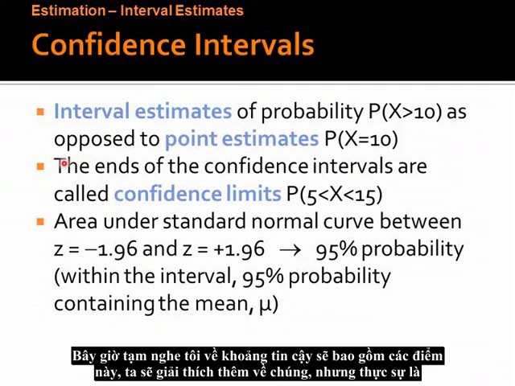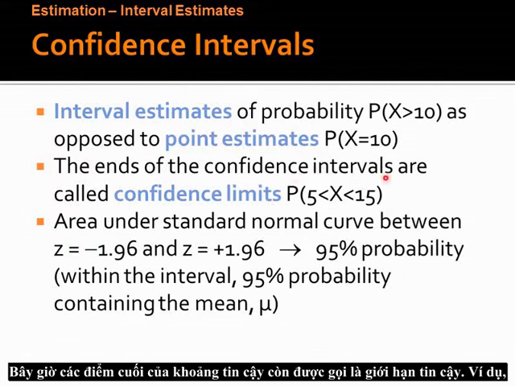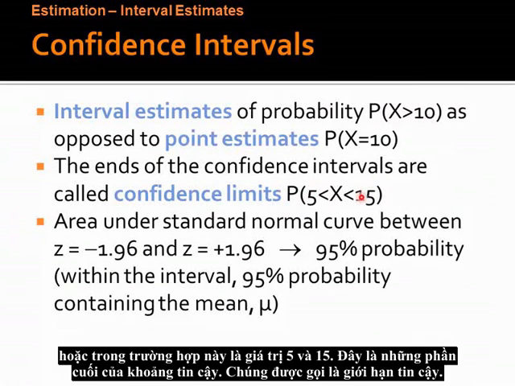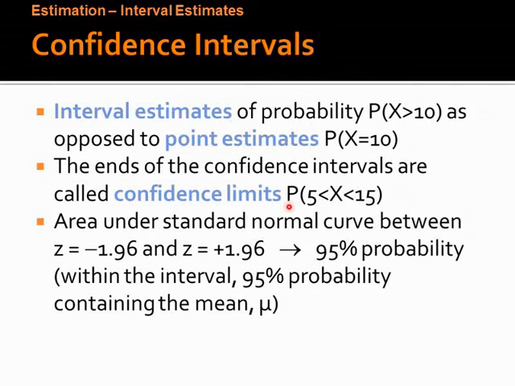Now, bear with me for a while about confidence intervals while I cover the points about them, and we'll explain more about what they actually are. Now, the ends of confidence intervals are also called confidence limits. For example, this x greater than 10, now the actual interval is everything from 10 and above. But the value 10 here, or in this case the values 5 and 15 here, these are the ends of the confidence intervals. They are called confidence limits.